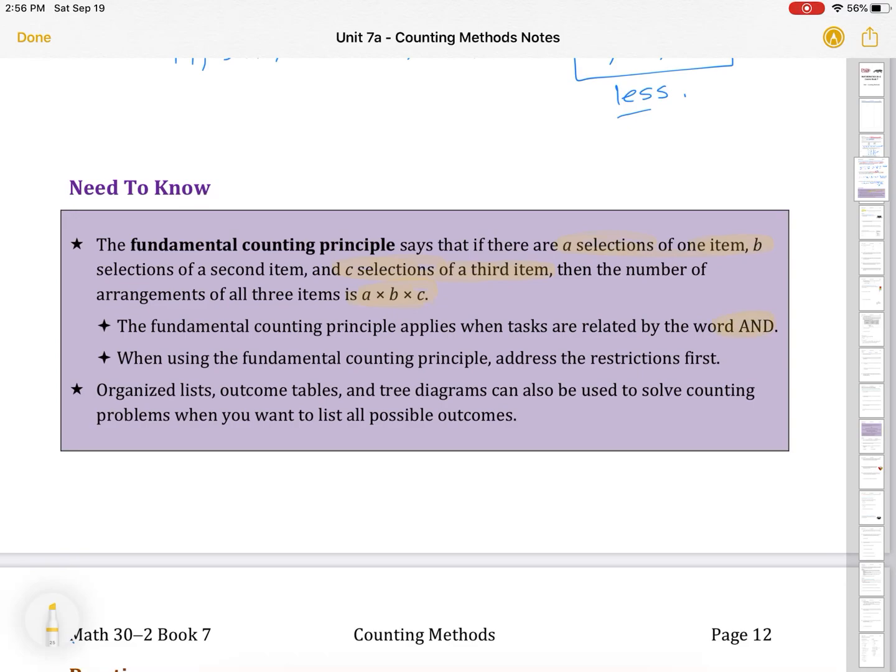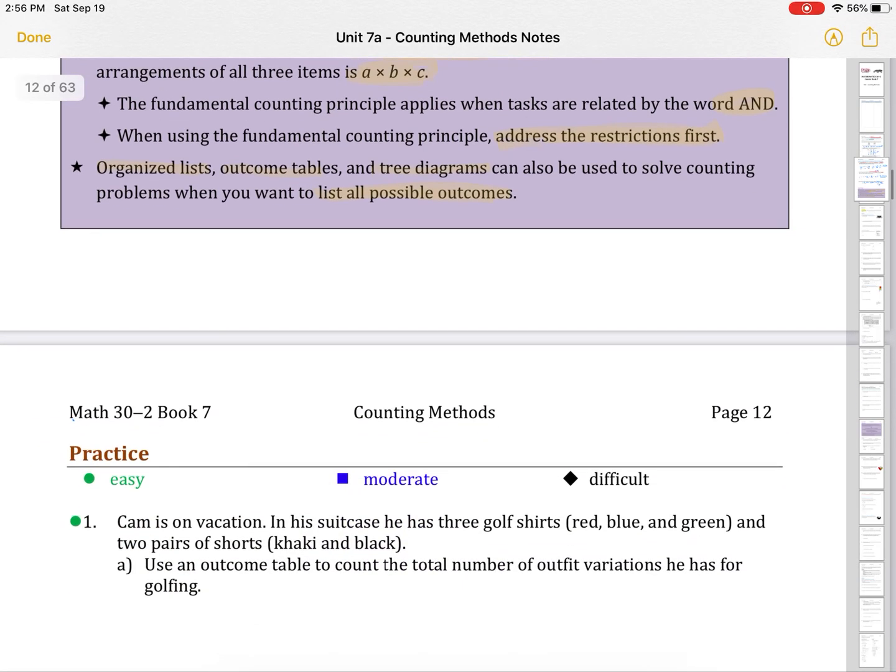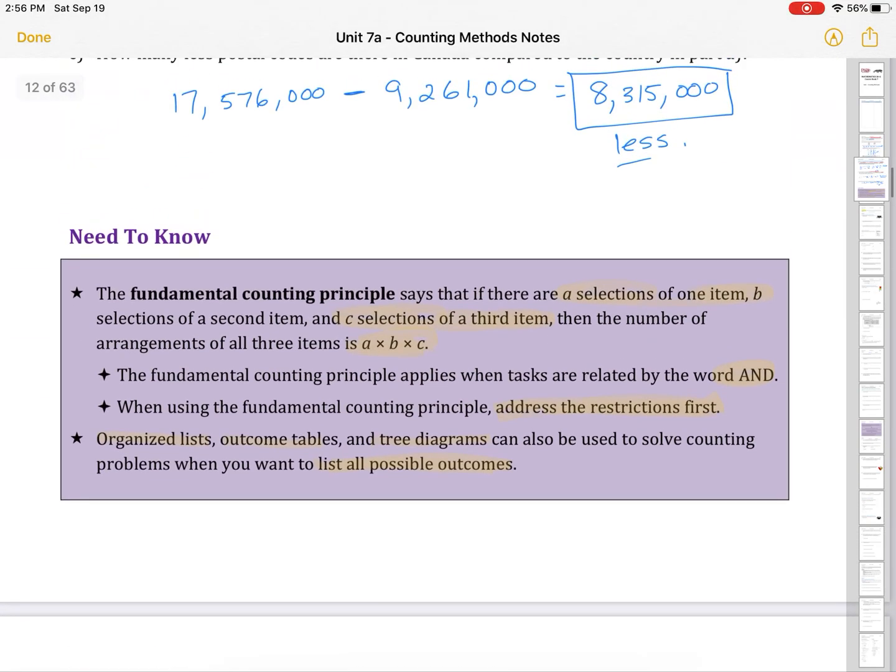The fundamental counting principle applies when tasks are related by the word and. Okay? When using the fundamental counting principle, address the restrictions first. So think about the restrictions before you start multiplying. Otherwise, you will not get the correct answer. We can use lists, outcome tables, and tree diagrams to help us solve things. You can use them in combination, particularly convenient when we want to list all the possible outcomes. Okay, so that is our first lesson.